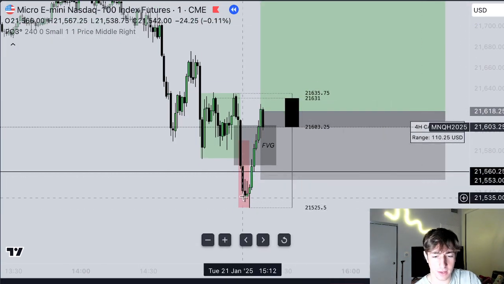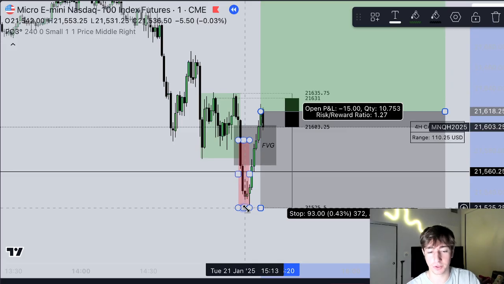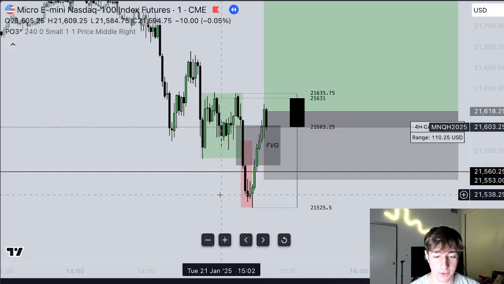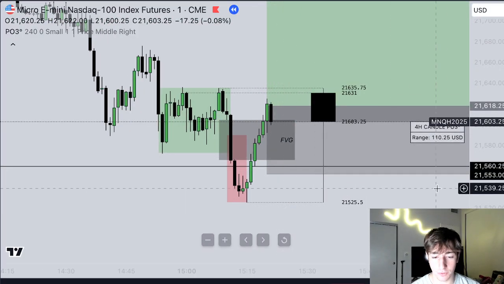Reason being for this stop, we were not going to get down here for one, and that's a 400 tick stop, nearly a 400 tick stop. I really won't ever go over a 300 tick stop. So again, all I wanted to do is kind of give this a little bit of room to breathe.